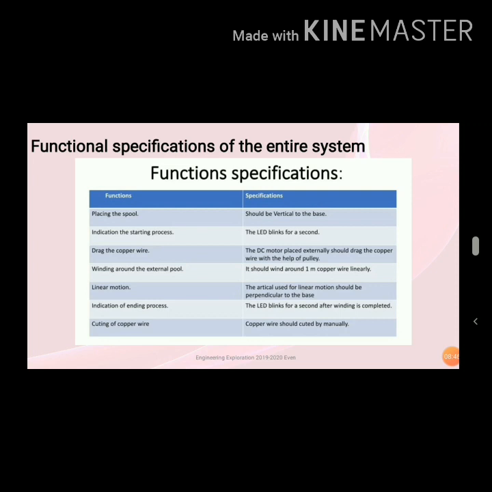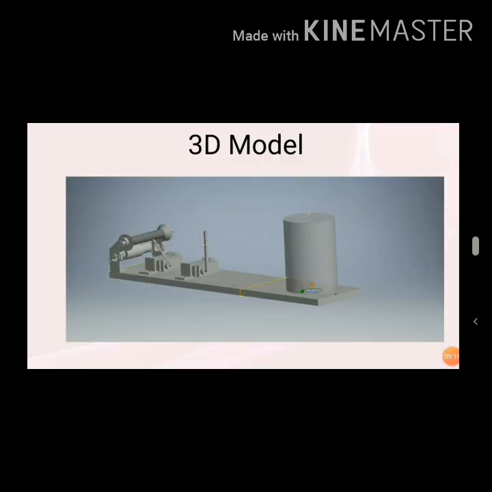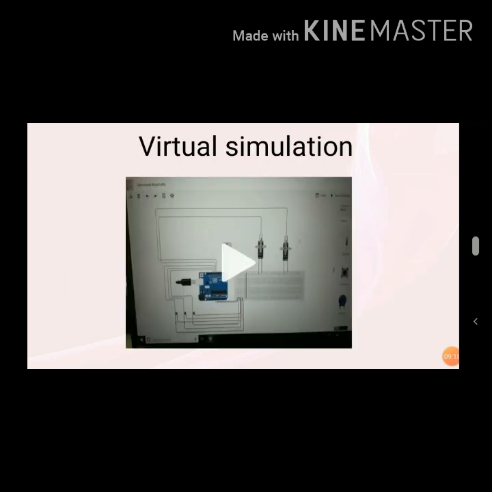And then with the help of the DC motor placed externally, it drags the copper wire with the help of the pulley. Then winding around the external spool, it should wind around 1 meter of copper wire linearly. Linear motion, the article used for linear motion should be perpendicular to the base. Then the LED again blinks for the termination of the process. Then cutting of the wire is done manually. So this is the 3D model, which was already shown before.